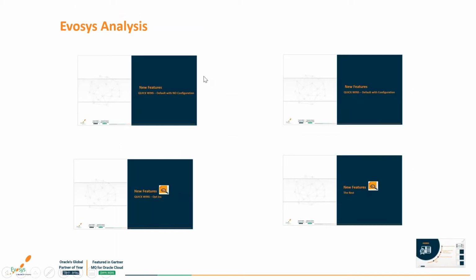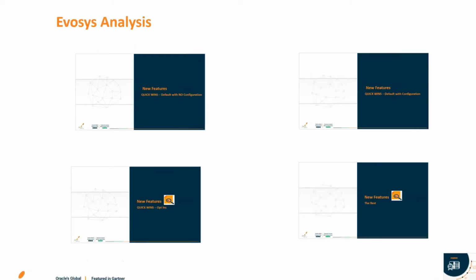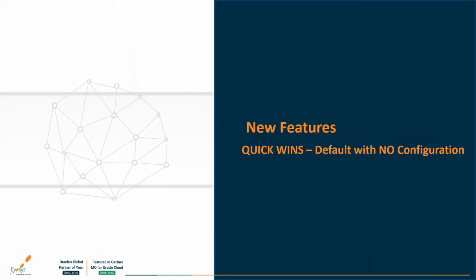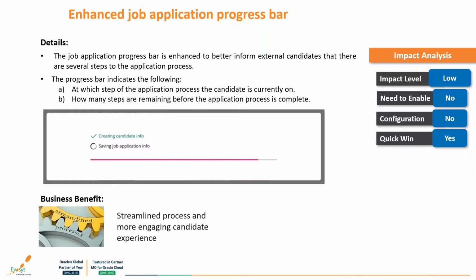We have divided this into 4 portions. We'll first go to the new features, quick wins, default with no configurations. For these features, we don't need any configuration. It is available to us by default. Moving forward to the first and foremost new feature of 21B, we have enhanced job application progress bar. The job application progress bar is enhanced to give better information to the external candidates.